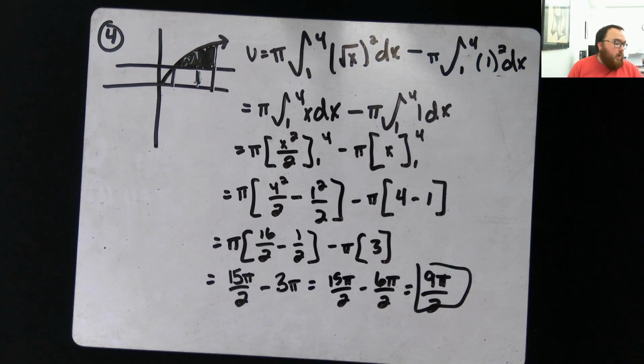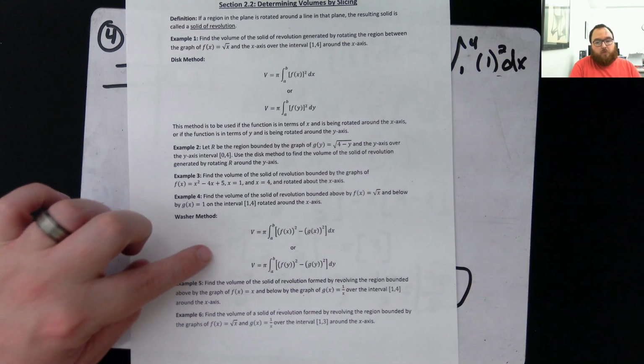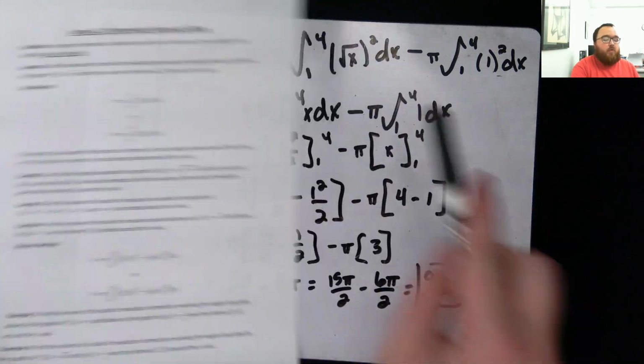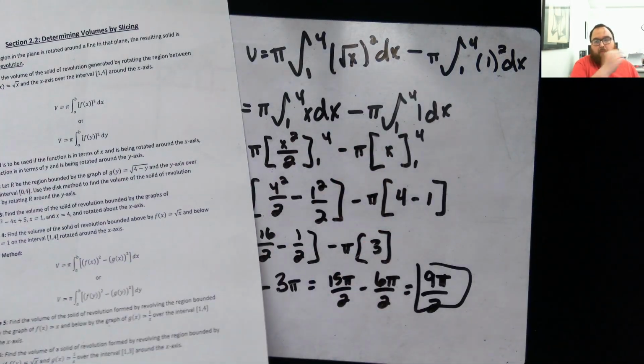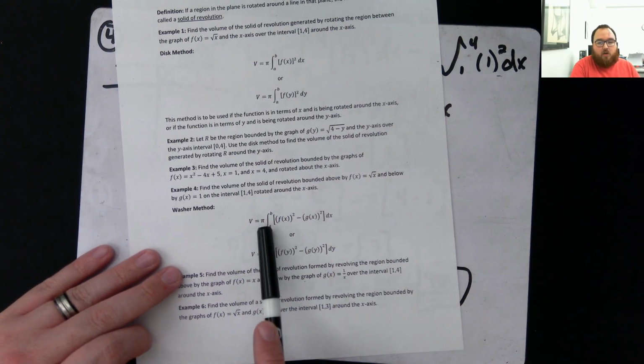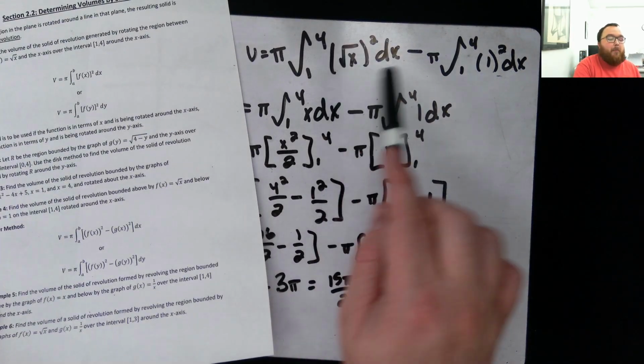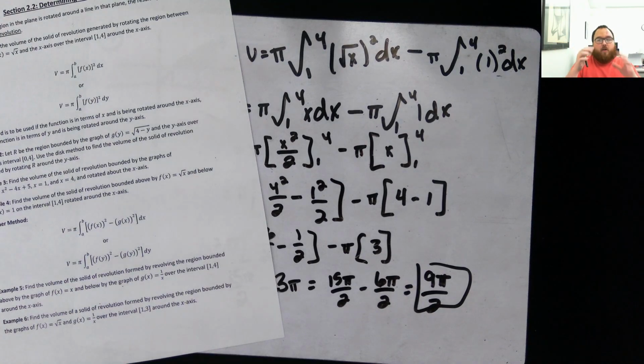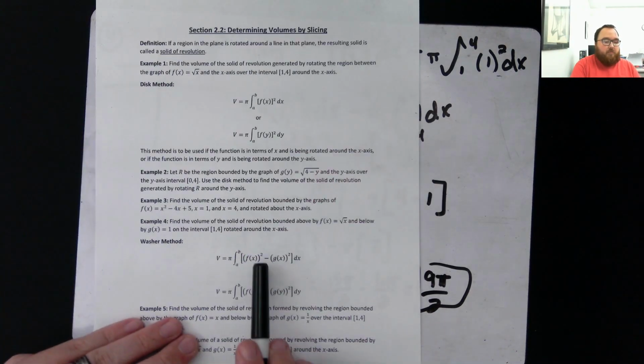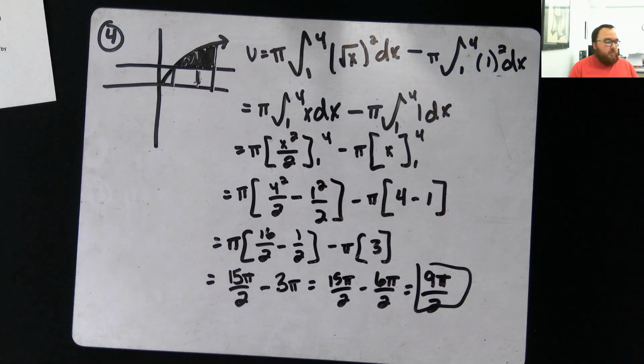So when the region is bounded by two different graphs, we use the washer method. Notice here both of these had a pi, so I could have just pulled pi out front, which is what they did here. And also, since I'm saying this minus that, I could have made it 1 by just subtracting them here. So either way, whatever works for you works.